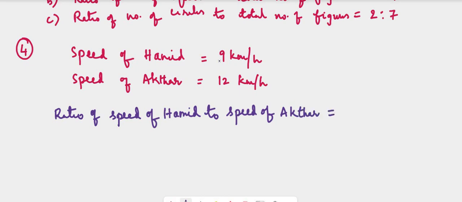Is equal to 9 km per hour to 12 km per hour. Both units are same, so you have to cancel units, and for 9 and 12, the 3 table is possible: 3 3s are 9, 3 4s are 12. So 3:4 is the required ratio of speed of Hamid to speed of Akhtar.